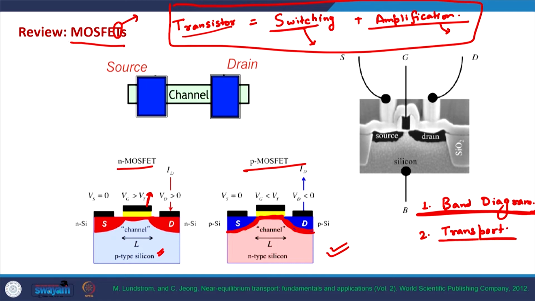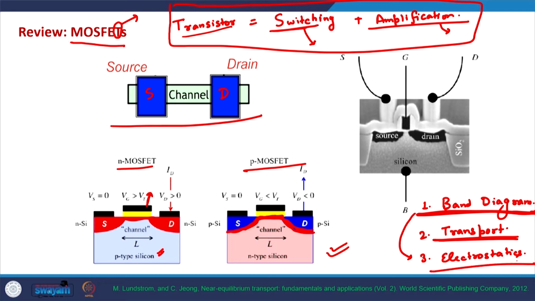This transport part we have already discussed for a two-terminal device in our general model of transport, and we will extend this idea from the two-terminal device to the MOSFETs. Finally, and this is highly correlated with the band diagrams, we need to understand the electrostatics of the device: how and where the electric field is there in the device, how it is affecting the electrons' movement, the charge in the device, the current in the device. All those things are important.